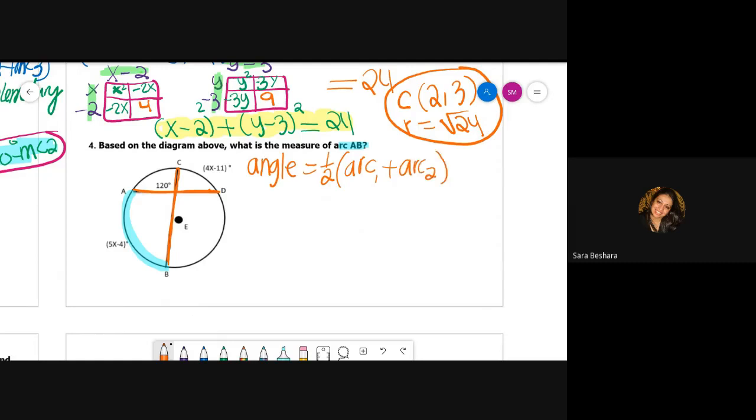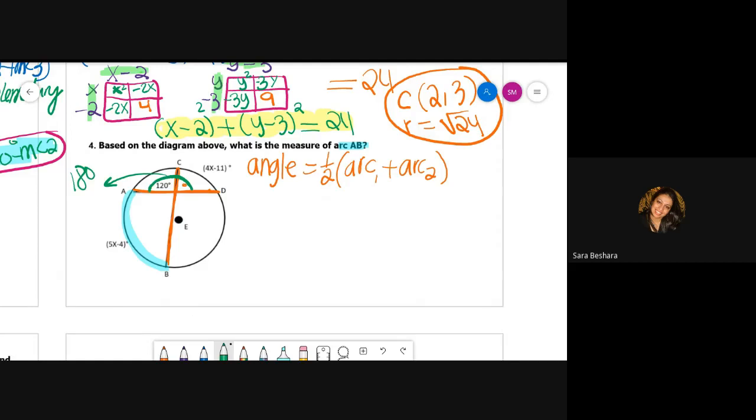Now, which angle is it? Is it the 120 or is it this one? Now, the angle must face the arc. The 120 doesn't face arc AB or arc CD. So we can't really use the 120. We have to use this angle right here. Well, how do I find it? If you remember back in section 1, when we talked about linear pairs, we said that if two angles are on the same line, they form a straight angle. So both of these together is 180.